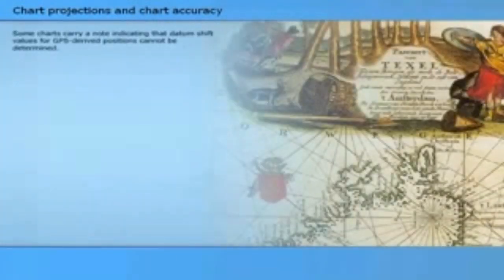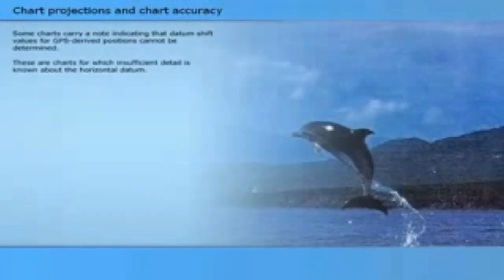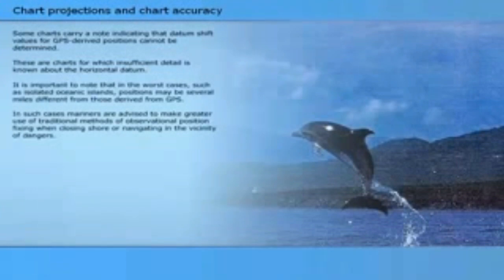Some charts carry a note indicating that datum shift values for GPS-derived positions cannot be determined. These are charts for which insufficient detail is known about the horizontal datum. It is important to note that in the worst cases, such as isolated oceanic islands, positions may be several miles different from those derived from GPS.